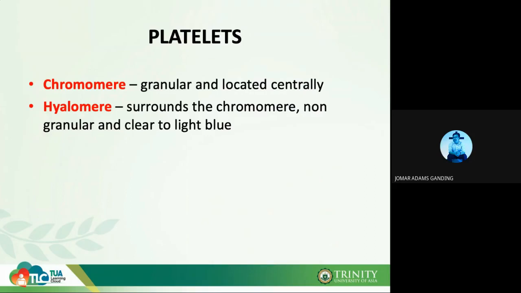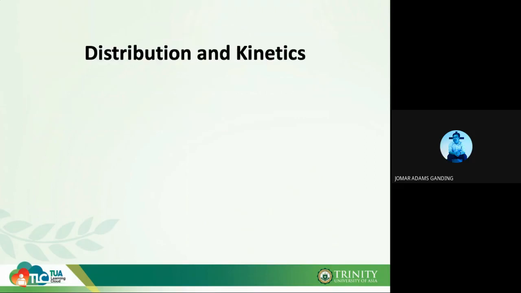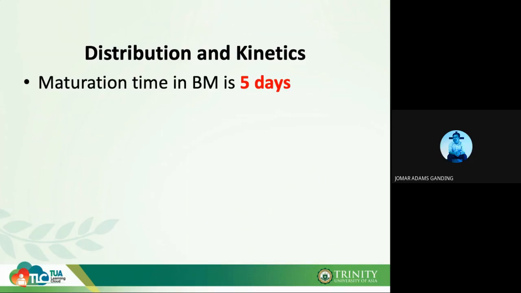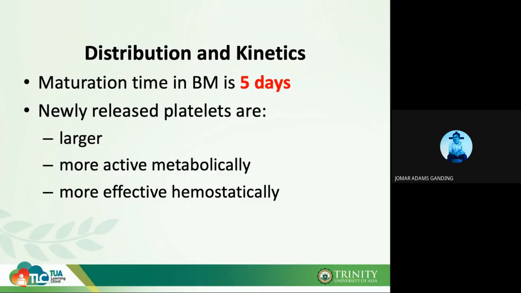So moving forward, let's talk about the distribution and the kinetics of your platelets. The maturation time of your platelet is around 5 days. So it would take 5 days for your megakaryocyte to mature within your bone marrow. The newly released platelets are usually larger. They are also more metabolically active compared to other platelets, and they are more effective hemostatically.